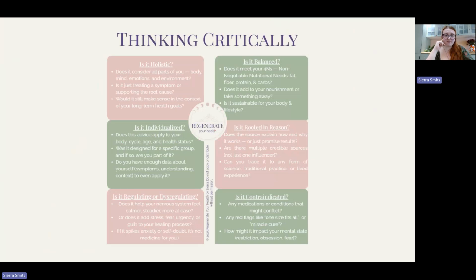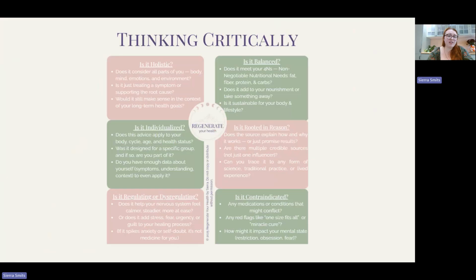Is it rooted in reason? Does the source explain how and why it works, or does it just promise results? Are there multiple credible sources or just one influencer? Can you trace it to any form of science, traditional practice, or lived experience? Now, that's a big one because not every single thing has double-blind peer-reviewed studies. I wish it did, but it matters to me at least if it also has traditional practice and lived experience to back it up. If you're not comfortable with that, though, that's also okay. If you want those peer-reviewed studies, it's okay. You can choose that. You're in control here.